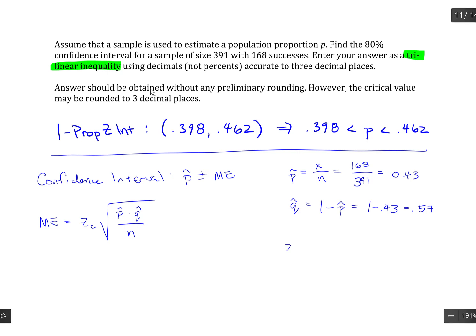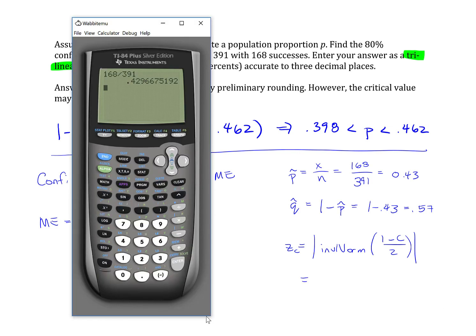But z sub c, what we have to do there is use a formula. It's the absolute value of the inverse norm of 1 minus a given level of confidence, divided by 2. So if I take my level of confidence, which was given as 80%, so 1 minus 0.8 divided by 2, that's 0.1 is what this part on the inside is. Now I need to do inverse norm of that value.